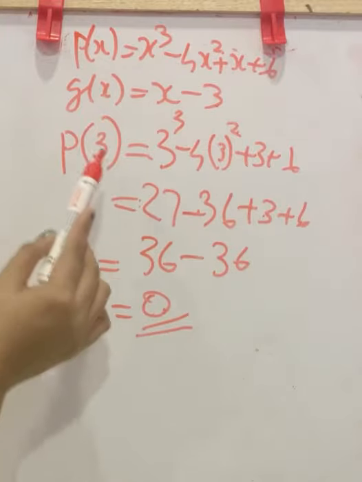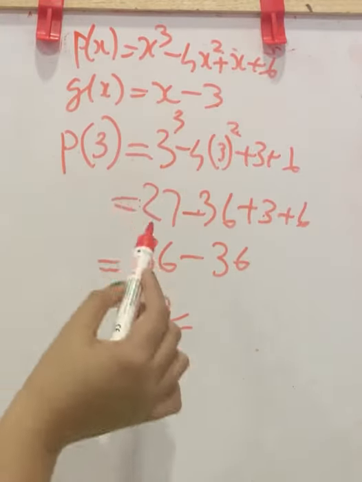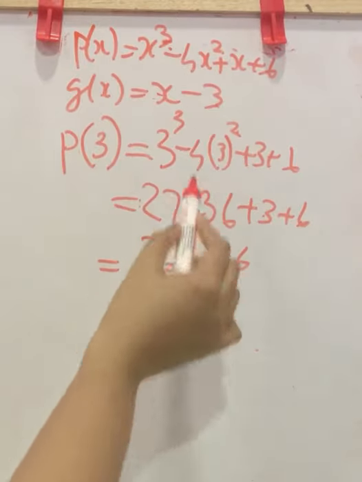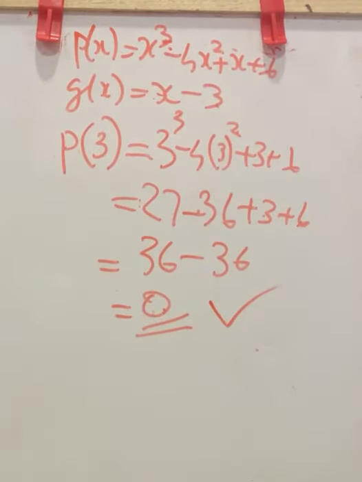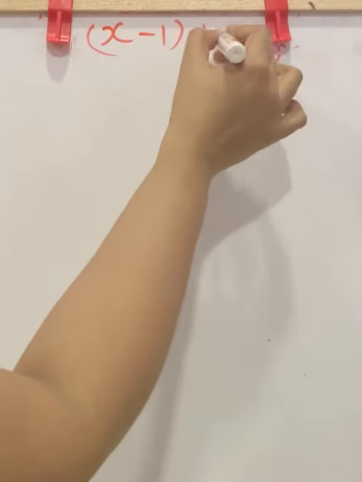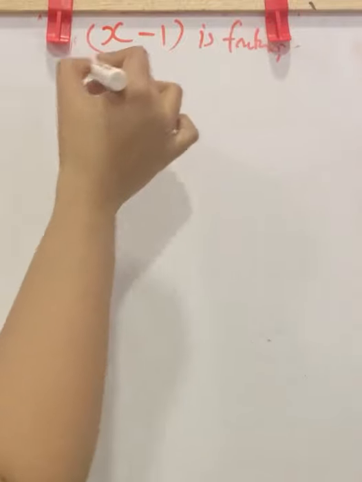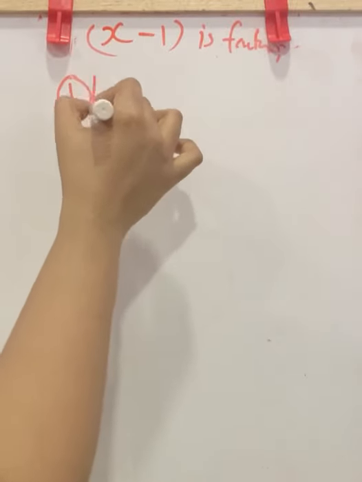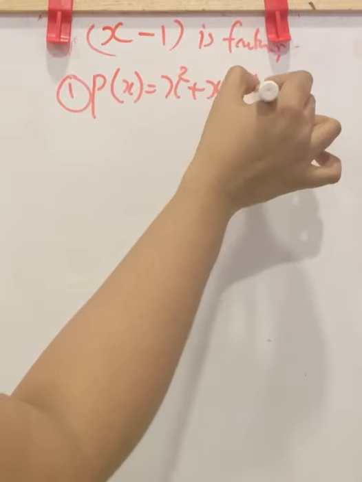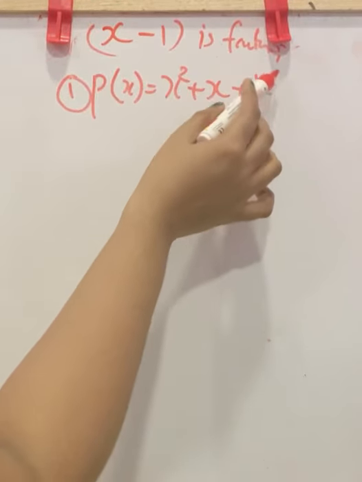Then if p of 3 is 0, according to factor theorem, x minus 3 is a factor of this polynomial. So it is a factor. Next question, find the value of k. If x minus 1 is a factor of p of x, it is given already x minus 1 is a factor. And the first polynomial is p of x is equal to x square plus x plus k. We have to find the value of k.